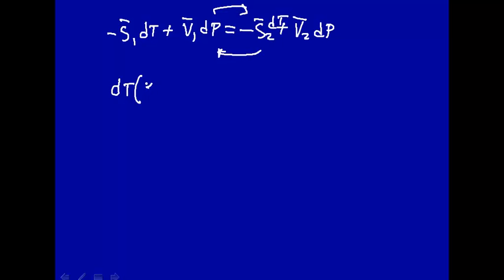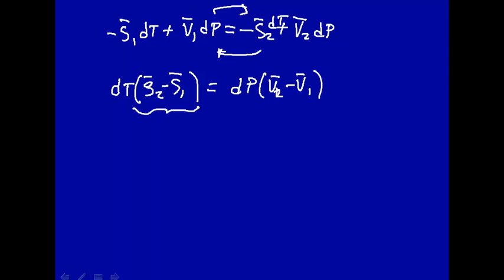And let's make this S2 minus S1. All right, so there's the partial molar entropy in phase 2 minus that in phase 1. That's equal to, and here's the dP terms, we put them over here, the partial molar volume in phase 2 minus the partial molar volume in phase 1. Or another way to write that, take that below here.